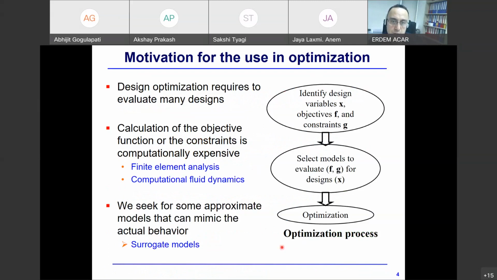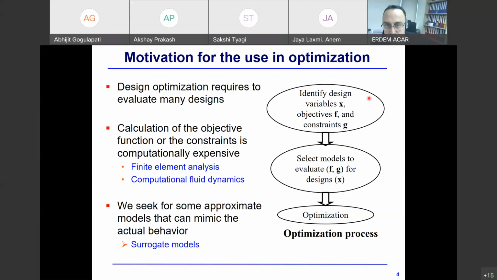Over here, we can see an optimization process. In optimization, we have to identify some design variables. Let's denote them with X. We have some objectives. Let's denote them with F. And we have some constraints G. Let's give some examples. For instance, if you are designing a beam, then your design variables can be the width and thickness of that beam. And we have an objective function that we want to minimize or maximize. In structural design, the objective function f is usually the weight. That is, we want to minimize the weight.